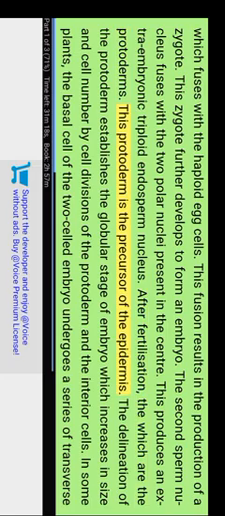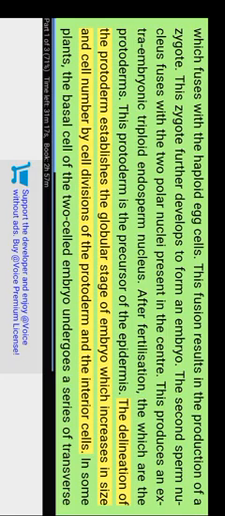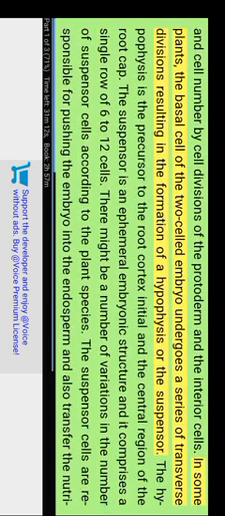After fertilization, the outer cells of the embryo divide to form the protoderm. This protoderm is the precursor of the epidermis. The delineation of the protoderm establishes the globular stage of the embryo, which increases in size and cell number by cell divisions of the protoderm and the interior cells. In some plants, the basal cell of the two-cell embryo undergoes a series of transverse divisions resulting in the formation of a hypophysis or the suspensor.